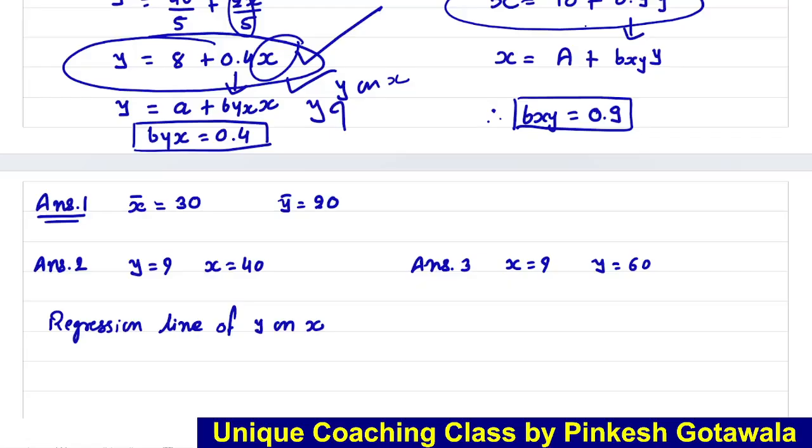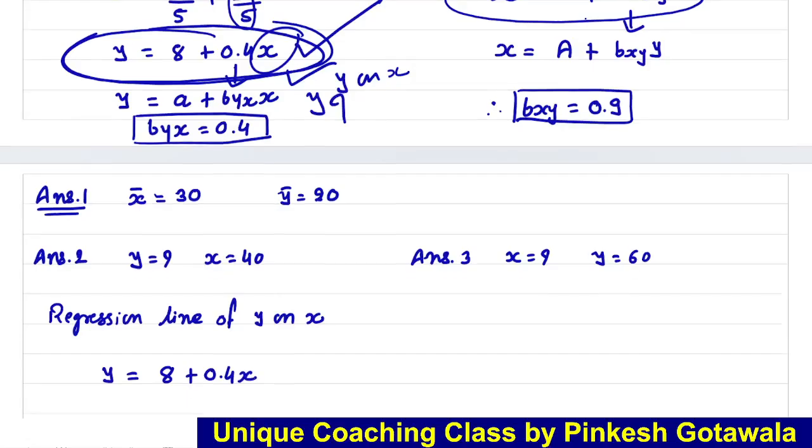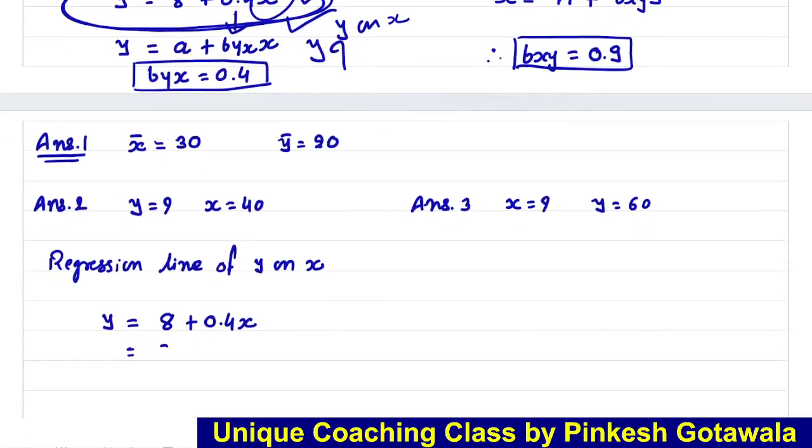So just put the value in this equation, as we converted in the base form, 8 plus 0.4x, x value 40. So 40 into 0.4 is 16. So the answer is 32.